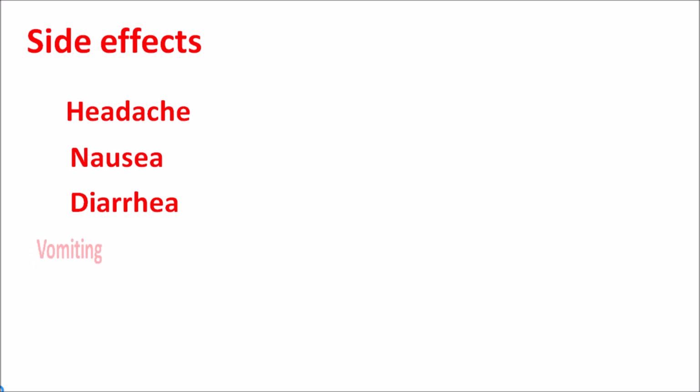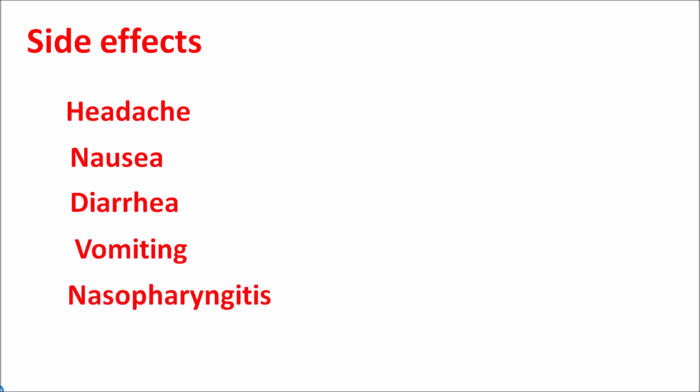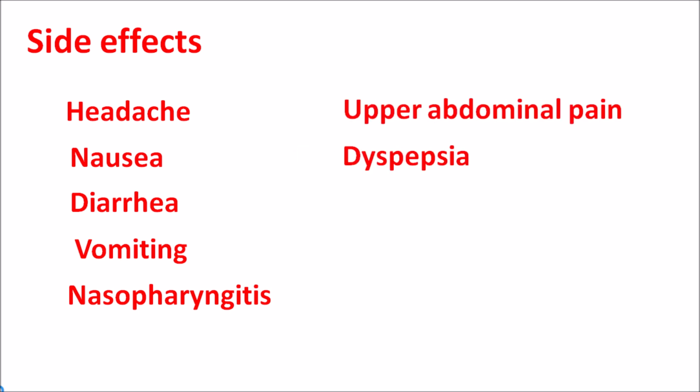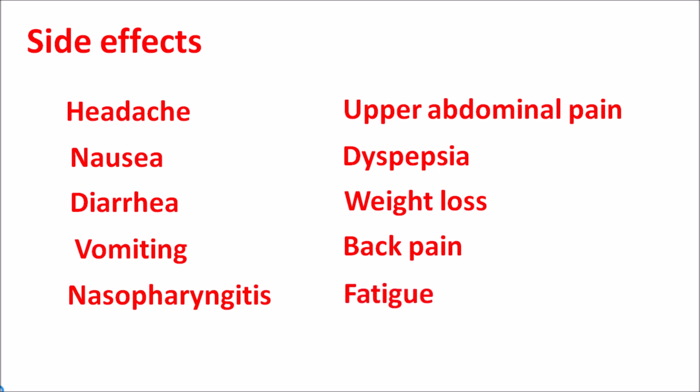What are the side effects? As we have seen, the important side effects of Apremilast are mainly related to the gastrointestinal system. So this drug can produce some headache, nausea, diarrhea, vomiting, and upper respiratory tract infections such as nasopharyngitis, upper abdominal pain, and dyspepsia can be observed with this Apremilast. It can also reduce the appetite, resulting in some weight loss, and some back pain as well as fatigue can also be observed with this Apremilast.